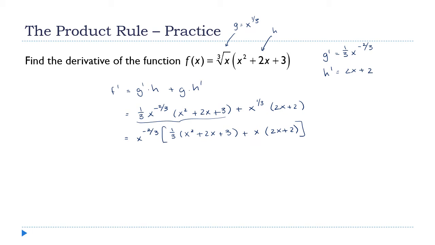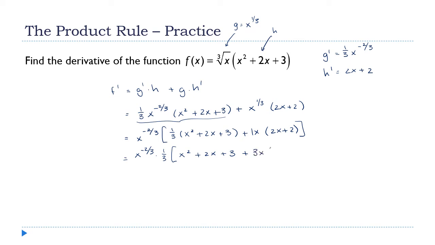Now I'm going to go a little further. I'm actually going to factor out a 1/3. So let's make this x to the negative 2/3 times 1/3 times x squared plus 2x plus 3. What has to be left here? Well, the coefficient is currently a 1. 1/3 times what is 1? Well, that's got to be 3.